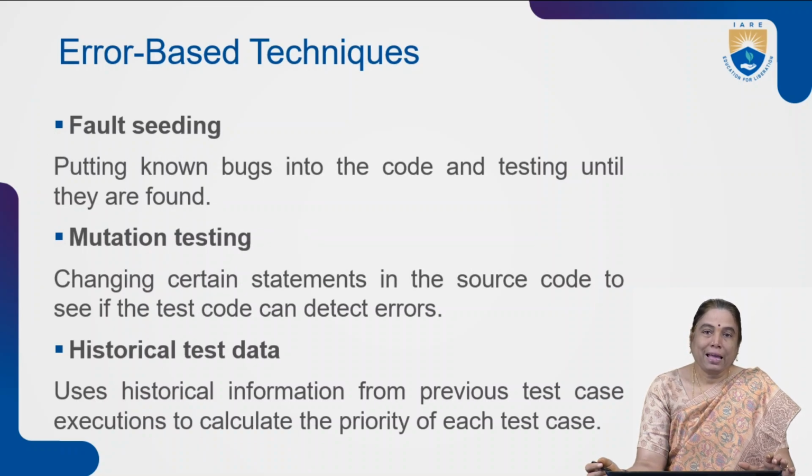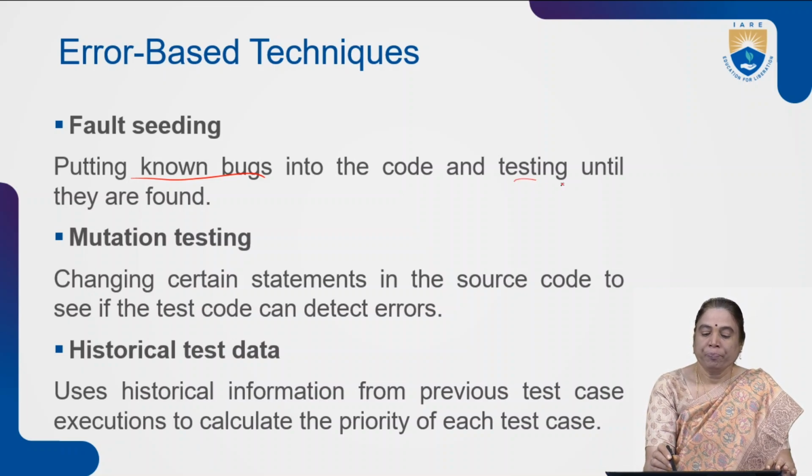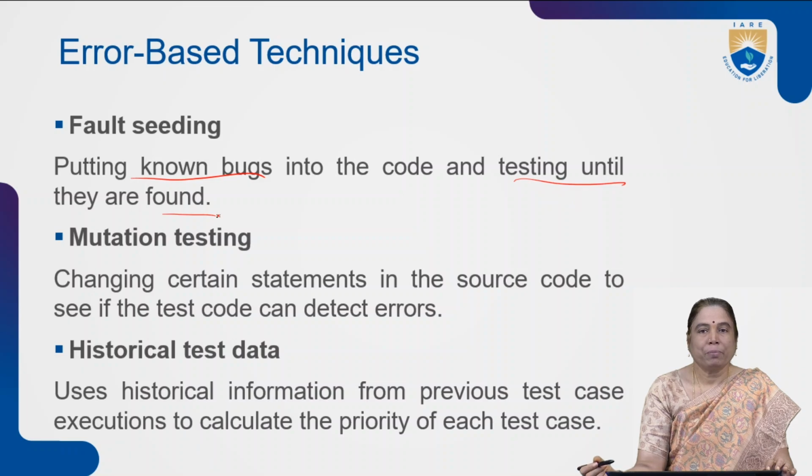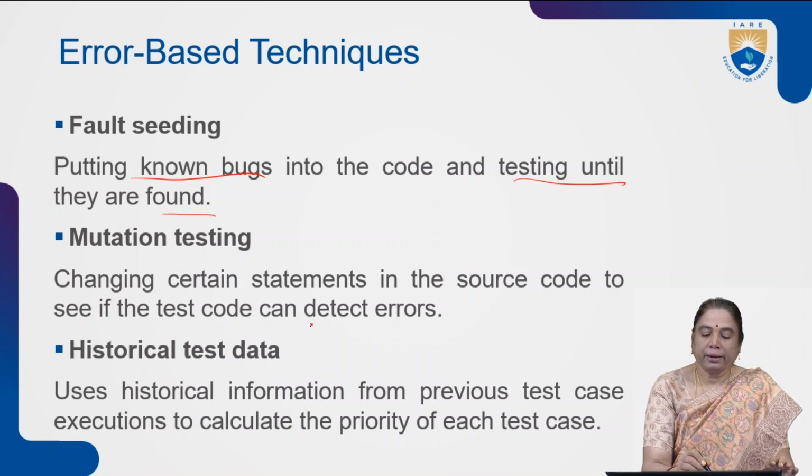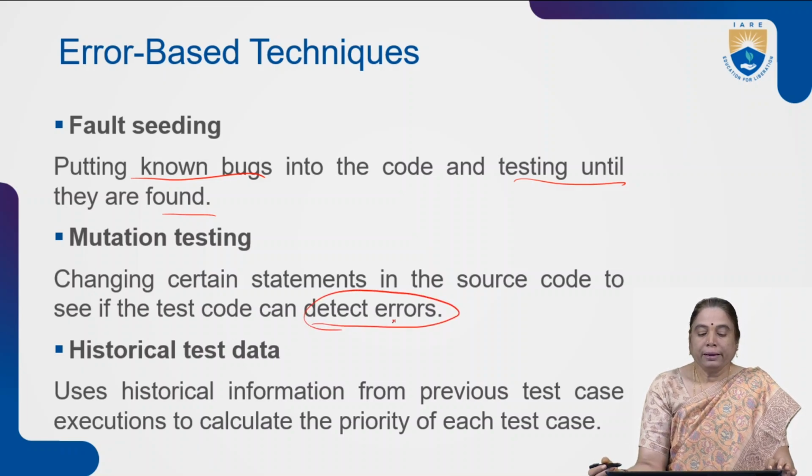The next techniques are error-based techniques. Fault seeding is the major technique used for putting known bugs into the code and testing until they are found. So here faults or bugs are inserted and tests are conducted to verify whether these bugs are identified or not. The next type of technique is the mutation technique, changing certain statements in the source code to see if the test code can detect the errors. So, intentionally the source code is modified and tests are conducted in order to identify the bugs.